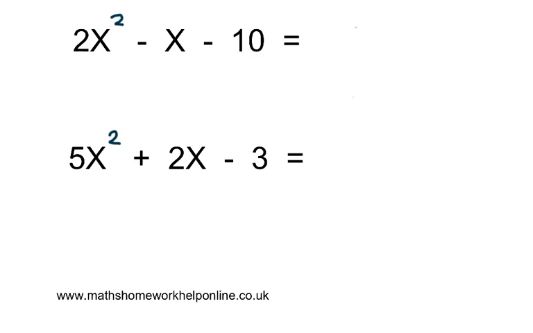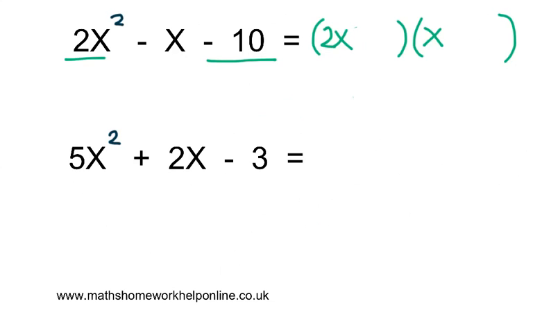Okay, so these examples are a bit more complicated, but not that hard. So first of all, we know it's a quadratic, so we want double brackets. So notice here it's 2x squared. So that means that in one bracket it will be 2x, and the other bracket will be x. Okay, and again we've got minus 10, so that tells us that we want to think of two numbers that multiply together to make 10, but one will be positive, one will be negative.